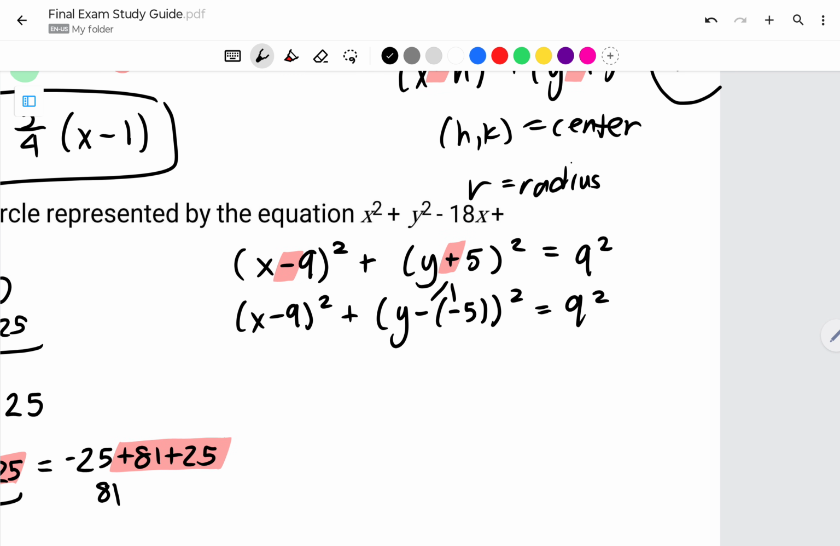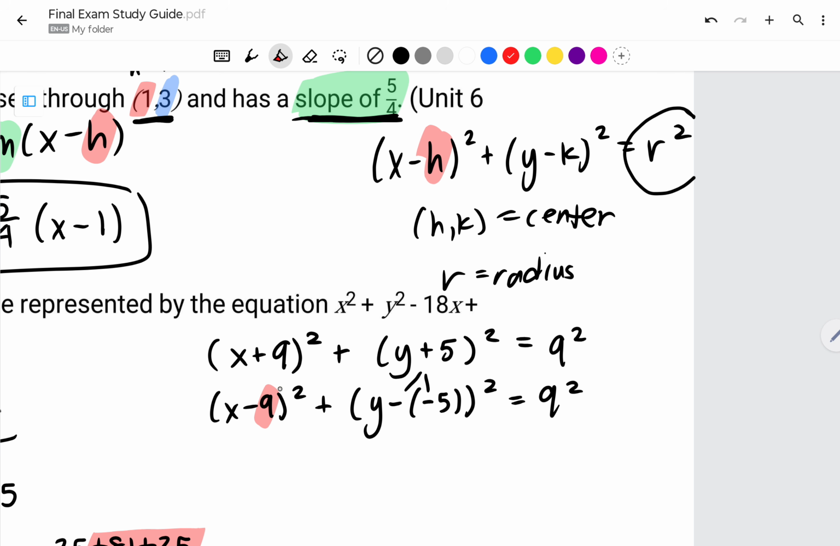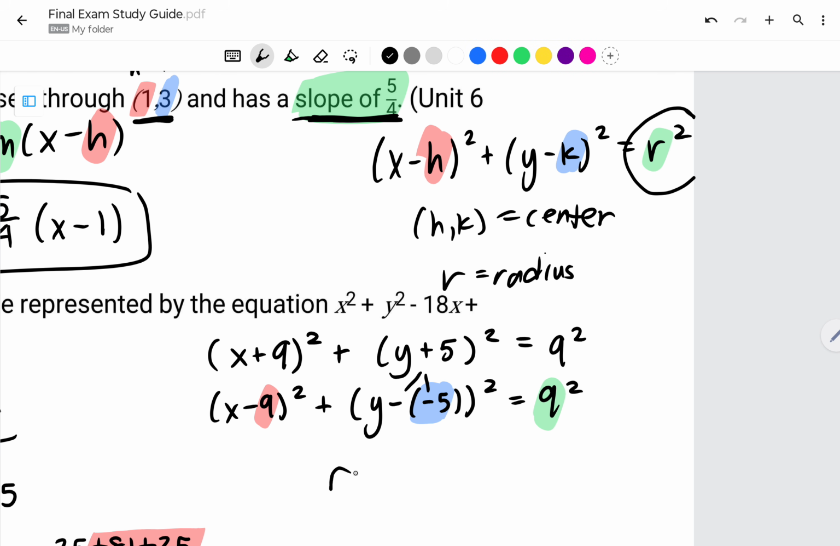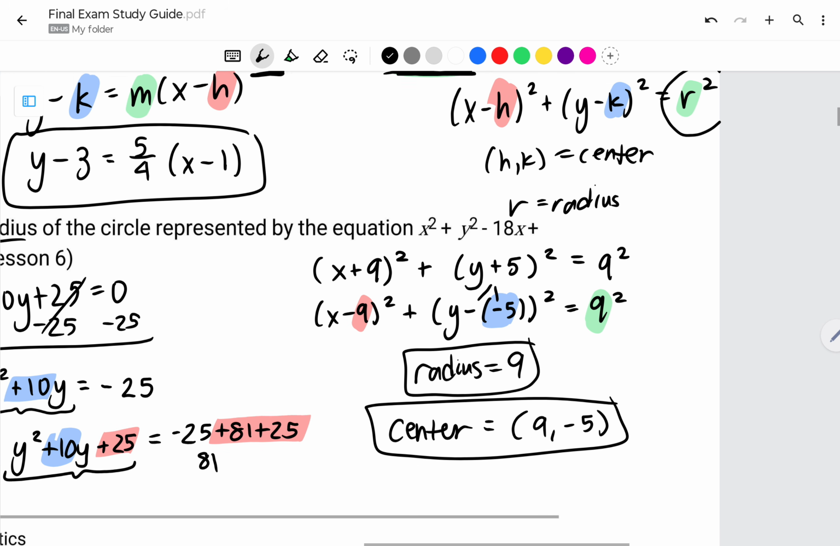My center is going to be h, this number, just the number, right? And then k right there. And then my radius is going to be this one. So radius is 9, and then center is 9 and negative 5. Okay, cool.